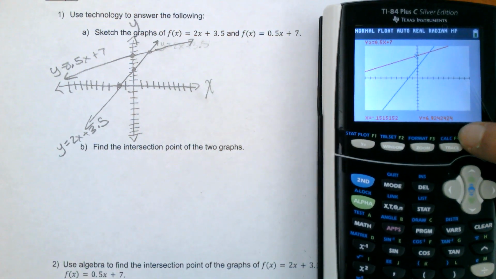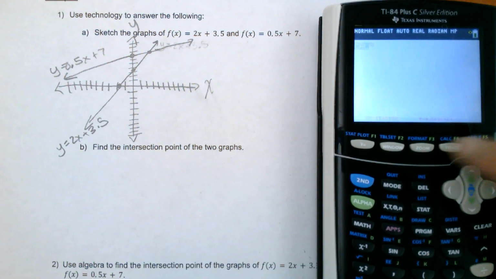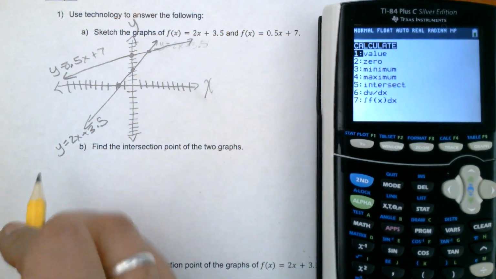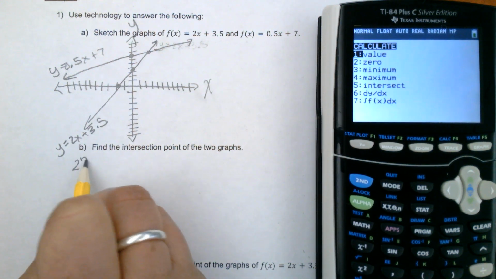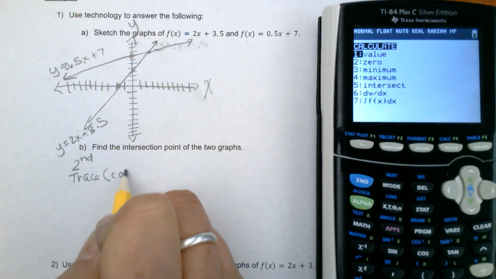See this CALC button right here on the calculator? C-A-L-C, it's blue. So what we have to do is calculate this. I'm going to press the second button, and then I'm going to press that trace button, and I get to calculate. I'm going to write these down right here. I press second, and then I press trace, and that was the calculate button.